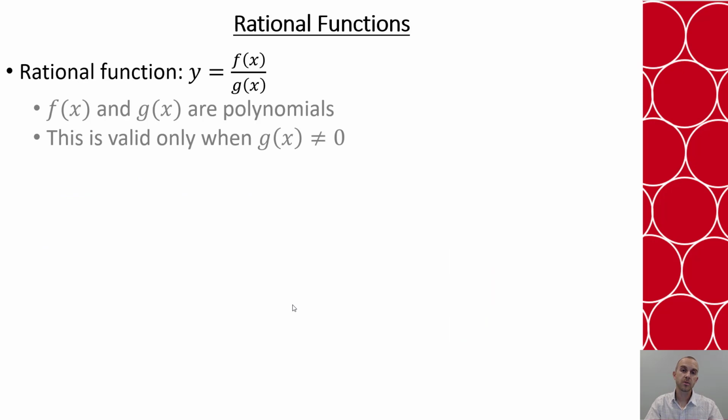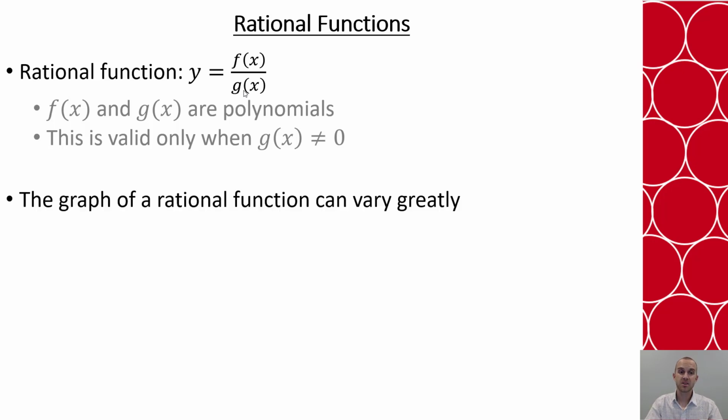Now it can also be handling rational functions. In a rational function, we say that y equals f of x over g of x, where they are both polynomials. The key here is that this is only valid when g of x does not equal 0. So that means that you can have asymptotes. And the graphs of these can vary quite a bit.